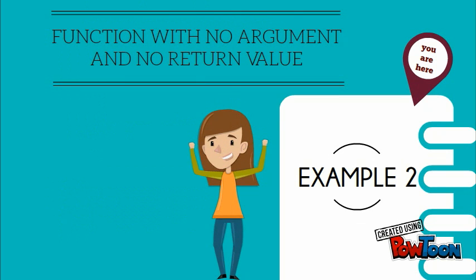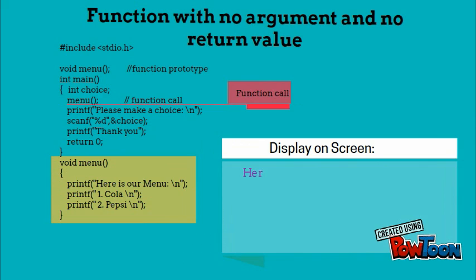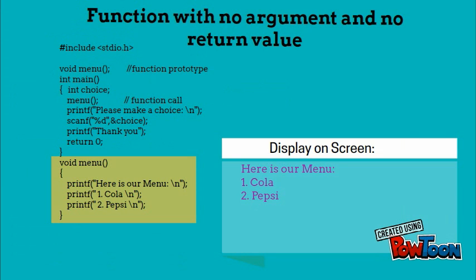Okay, now let's take a look at the second example. This is an example to display a menu. Function menu will be called from the main function. Users are asked to key in their choice based on the menu. If a user prefers cola, he can key in number 1 for cola. After the menu has been displayed, the user is asked to make a choice.